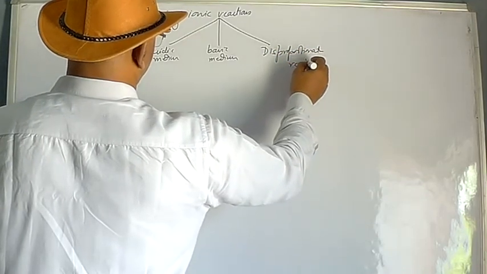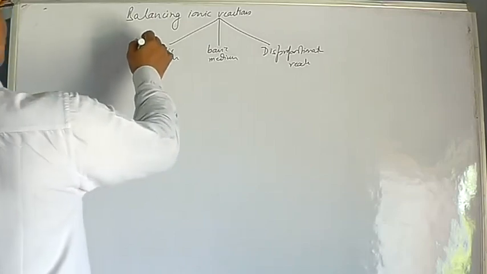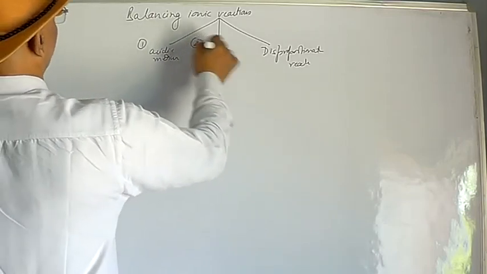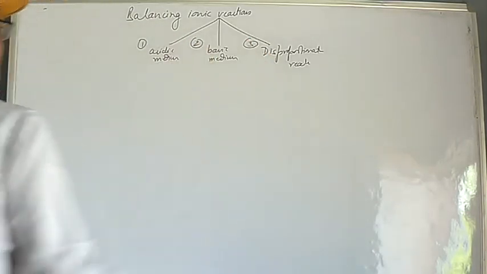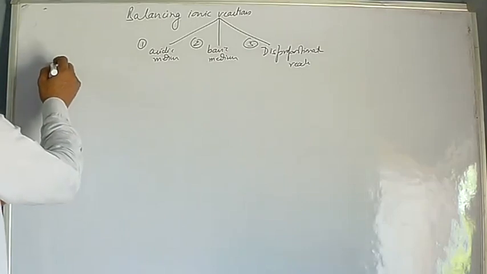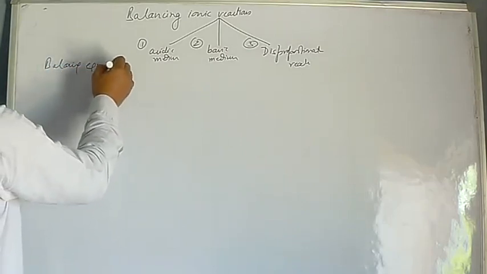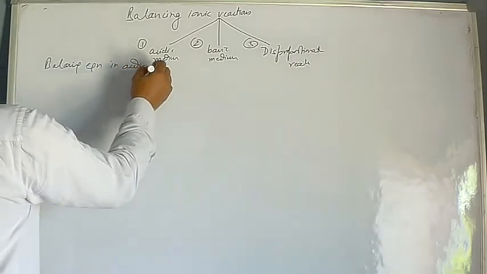What are disproportionate reactions? Once we are taking the case, I'll let you know what is a disproportionate reaction. But there are three ways to balance an equation. First, acidic medium, second, basic medium, and third is the disproportionate reaction. Class, we'll first take balancing equation in acidic medium.